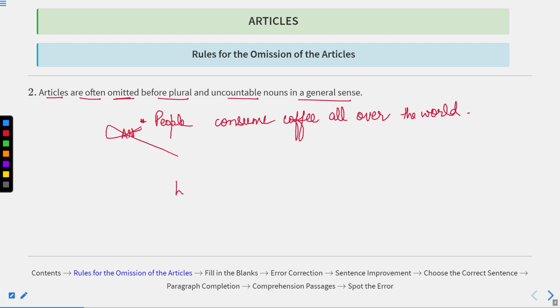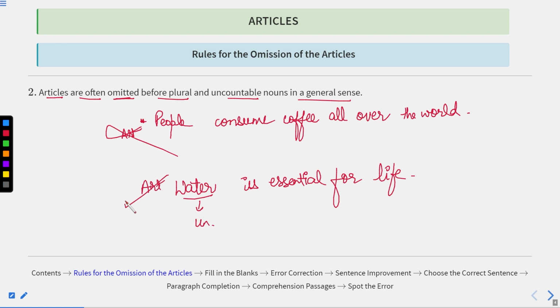If I say water is essential for life, water is essential for life. Now I'm talking about only water. Okay, water is essential for life. Now it is not actually the particular water, or I'm not talking about water of this river or that river. I'm talking about water in general sense. So this is uncountable noun, I know well. So before this as well I cannot use any article.